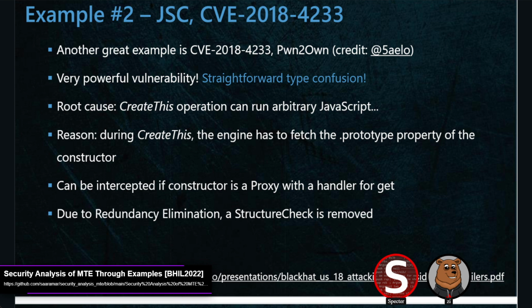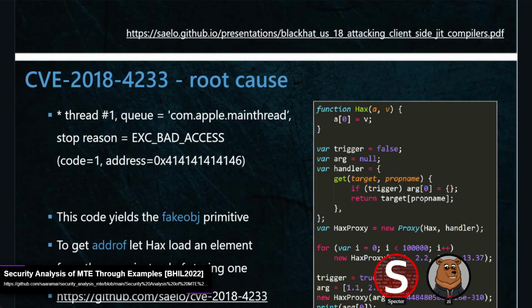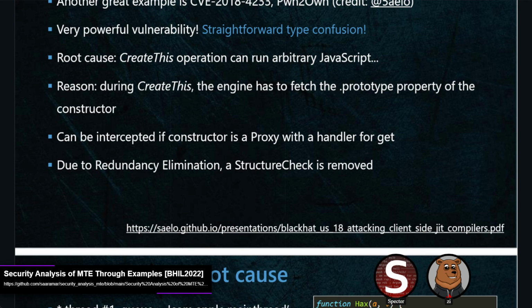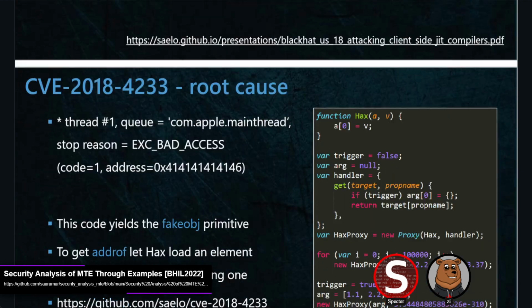And Saelo goes on to detail that this type of confusion wouldn't really be impacted by MTE because usually with that, when you're getting those types of primitives, you're just expanding the size of an array. You're not really messing with the pointers. So MTE can't really do too much there, I don't think.